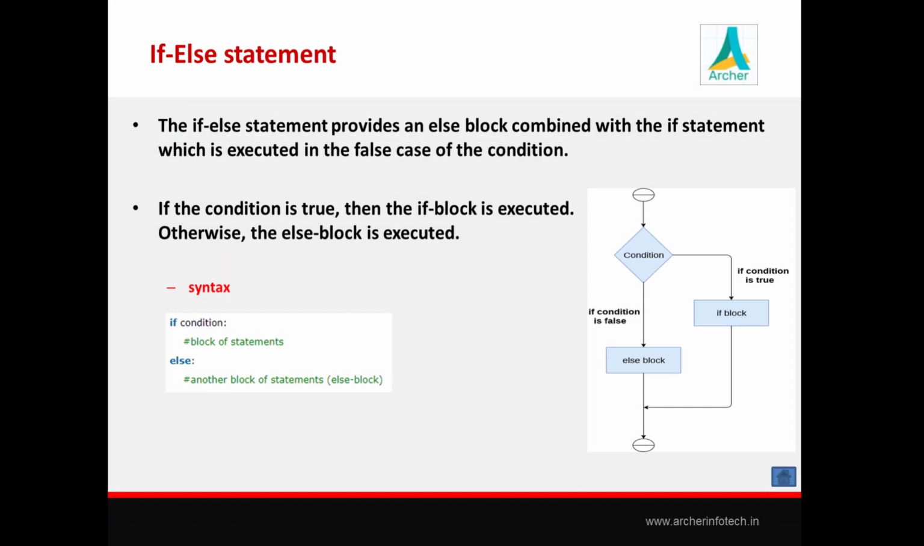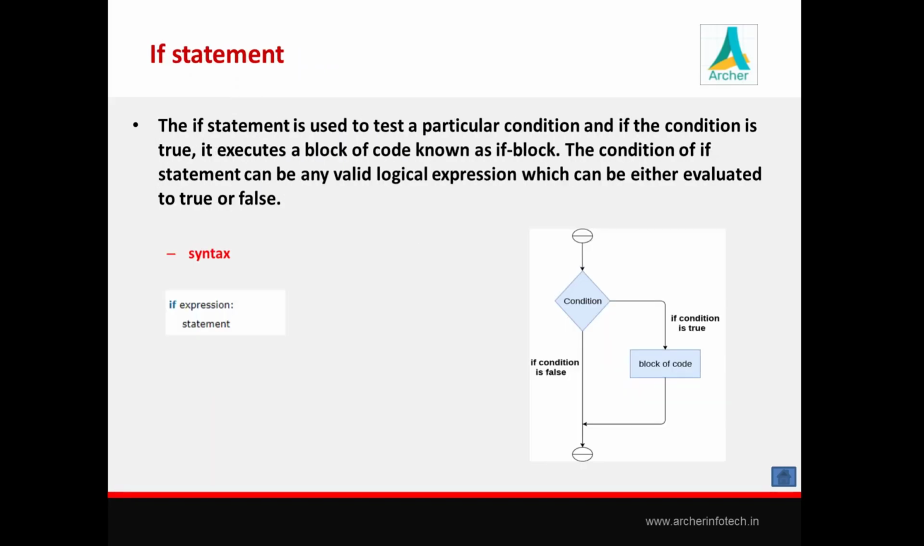So next we'll see the if else statement. Now in case of the if else statement, we have another block, the else block, combined with the if block, which executes if your condition outcome is false. It's like in the previous case. Here you can see if the condition is true, the if block will get executed. If the condition is false, it just moves further over here.